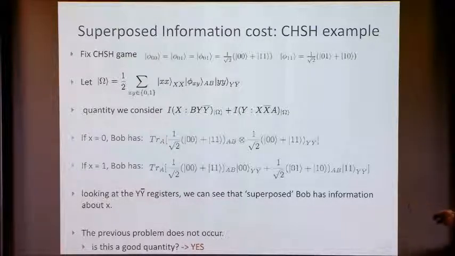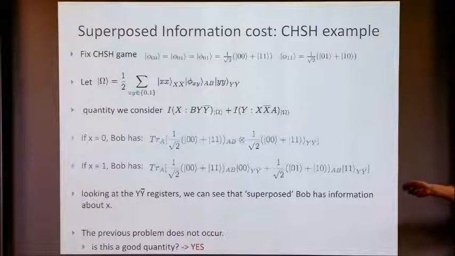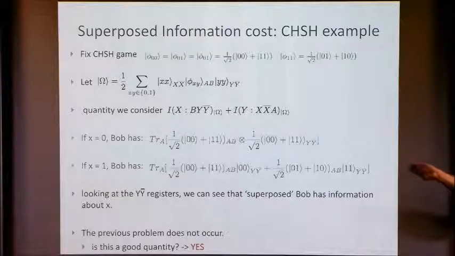But if X equals 1, here Bob will have half 0, 0 and half 1, 1. So Bob will now have a mixed state. Here Bob will have a mixed state on Y bar, and here Bob has a pure state on Y bar. So somehow, with this definition, Bob has some information about Alice's input X. Okay, we don't know if this definition is good, but we know that it's not as bad as the other one.